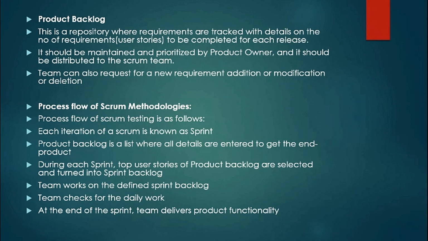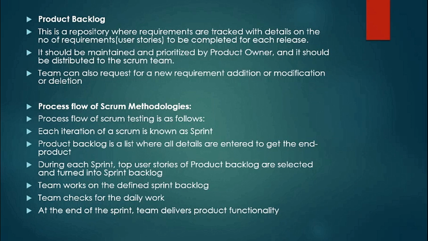Now the product backlog. The product backlog is a repository where requirements are tracked, with details on the number of requirements to be completed for each release. It should be maintained and prioritized by the product owner, and it should be distributed to the Scrum team. All the requirements that are created are kept in the product backlog. A requirement can also be considered as a user story or functionality. As we have already seen, the product owner maintains and prioritizes it, and distributes it to the Scrum team: which stories the team is going to work on in the current iteration or sprint.